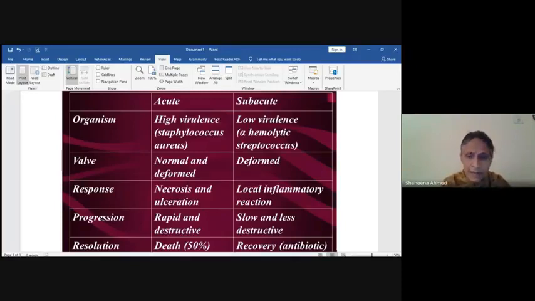Now, the very important differences that we see. If we look at the cardiac output, in dilated cardiomyopathy, cardiac output is markedly decreased because the systole is compromised. Whereas in hypertrophic, the cardiac output is normal because the systole is fine. It is the diastole which is affected.